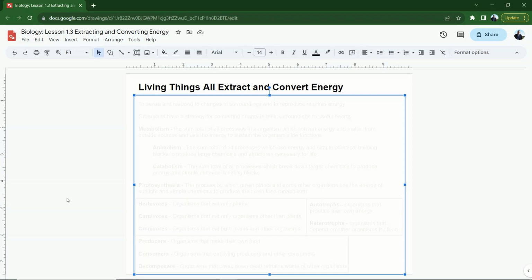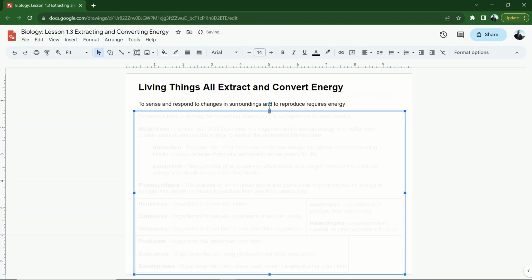So this is where you might want to start getting your note cards ready, start making flashcards for yourself to help you learn some of the terms related to biology. And let's get started. So all living things have to extract and convert energy.